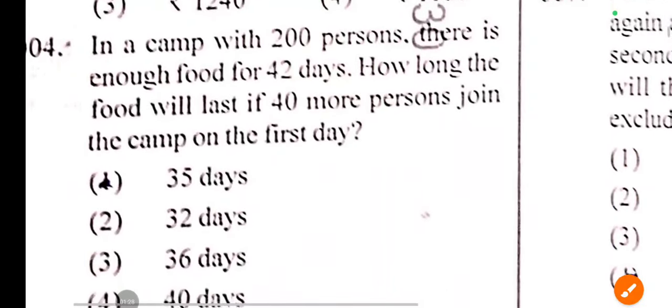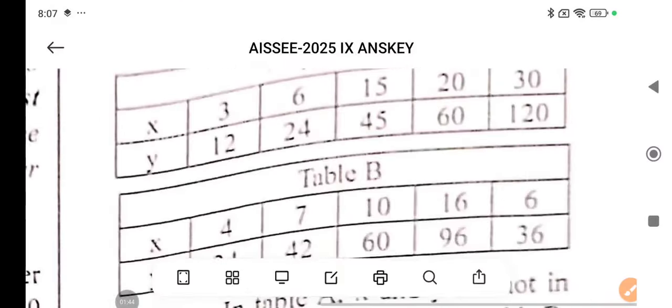Question number 4. In a camp with 200 persons, there is enough food for 42 days. How long will the food last if 40 more persons join the camp on the first day? Option 1, 35 days.